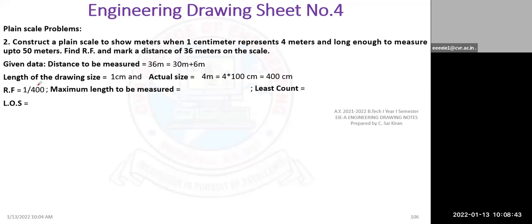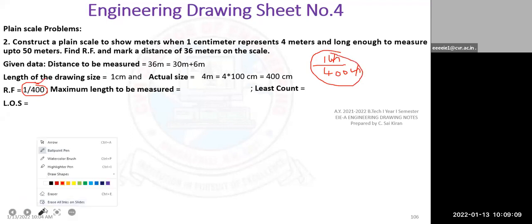So the RF value comes as 1 by 400, because it is 1 cm divided by 400 cm, since 4 meters equals 400 centimeters. What happens here is centimeter and centimeter get cancelled. So here you will get the RF value as 1 by 400. That's the reason you have to write the RF value as 1 by 400.